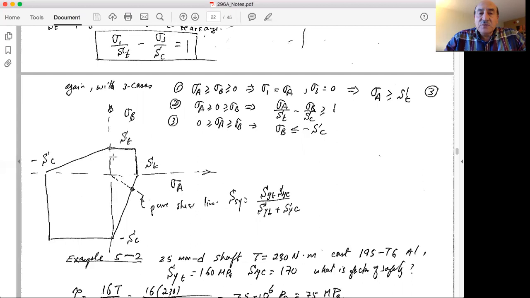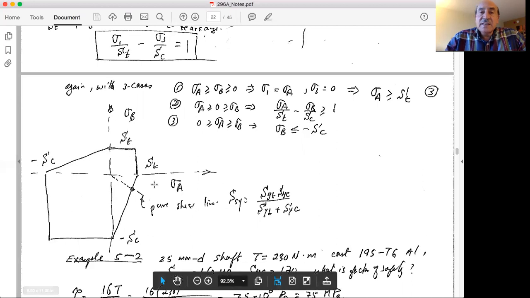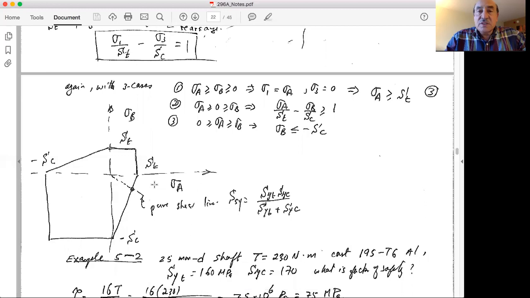So we have to be cognizant again of which quadrant we have the stress state in, and then use the appropriate equation, either a simple limit like S sub T or a straight line description of the limit that we have to use to solve for the factor of safety.